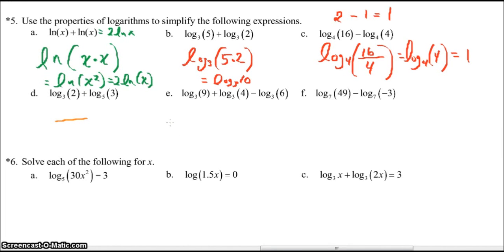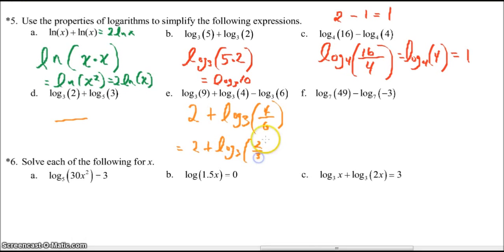Okay, log base 3 of 9 plus log base 3 of 4 minus log base 3 of 6. Well, I know that this is just 2. And log base 3 of 4 minus log base 3 of 6, that'll be log base 3 of 4 over 6, which is 2 plus log base 3 of 2/3.